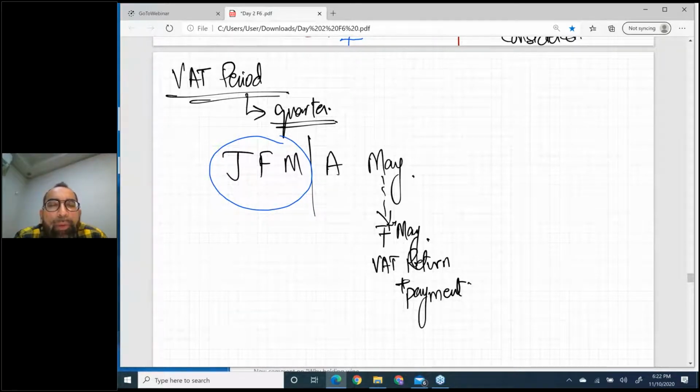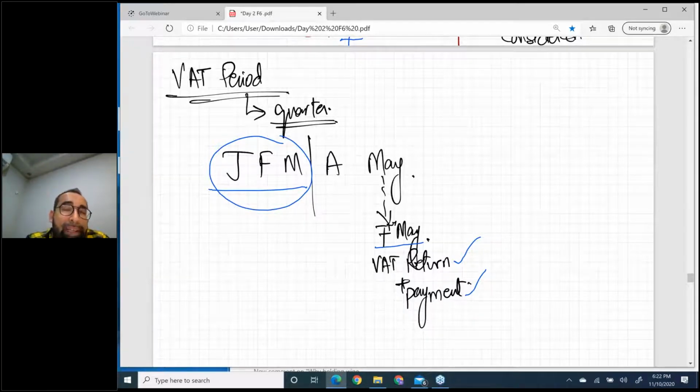After the end of the quarter, 1 month plus 7 days. That means for this quarter, January, February, March, the due date for VAT return filing and VAT payment is 7th of May. So don't forget, VAT reporting is normally done on a quarterly basis, and the due date is 1 month plus 7 days after the end of that quarter. Okay, right?